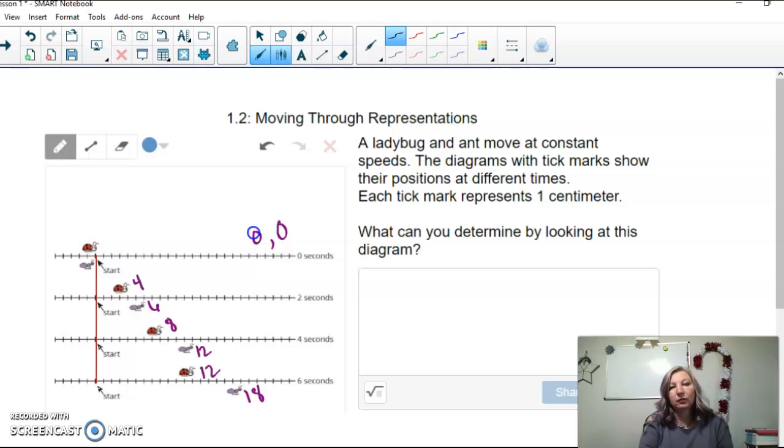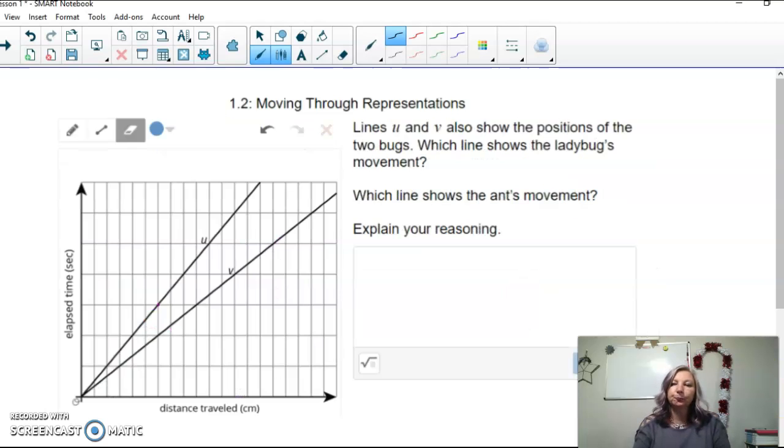Some things you might have determined already by looking at this diagram is that at 0 seconds, the bugs have traveled 0 centimeters. Again, in the next line, it shows the ladybug and the ant traveled in 2 seconds. Then I have another set of data, in 4 seconds. Some things I could determine already: obviously, the ant is traveling a little faster than the ladybug. The ladybug seems to be a little bit slower than the ant.